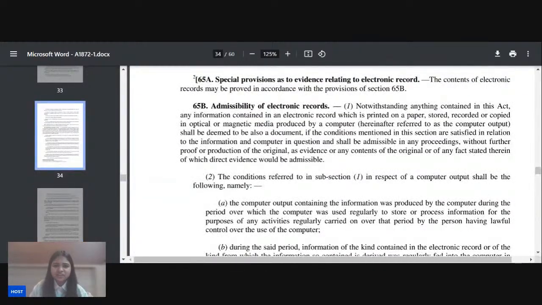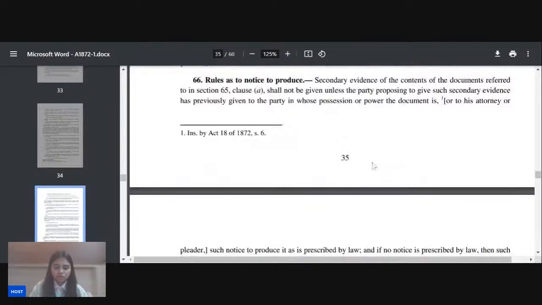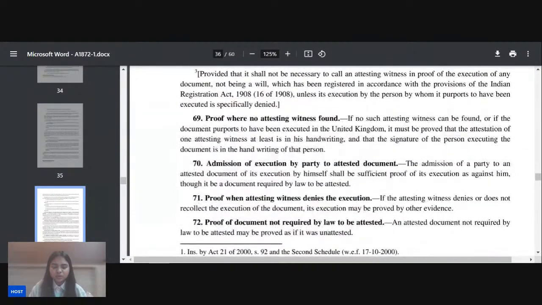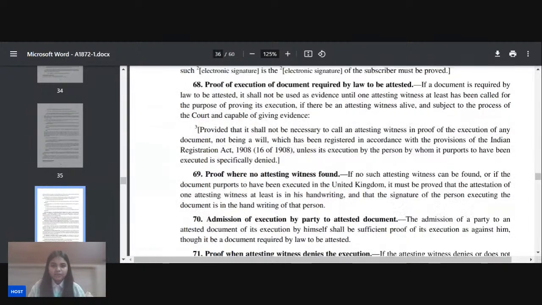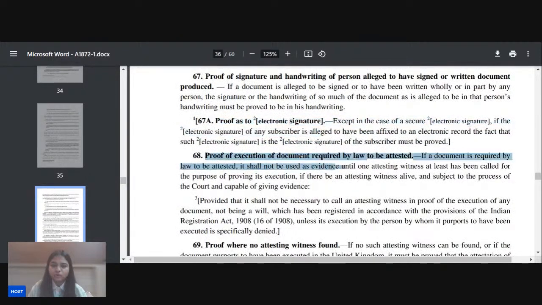And then you have 65A, special provisions as to evidence relating to electronic record, and 65B also, which tells how electronic records are admissible, right? So these are all the sections where you can find how we prove our documentary evidence. Now one thing which is again important is proof of electronic signature and proof of execution of a document required by law to be attested.